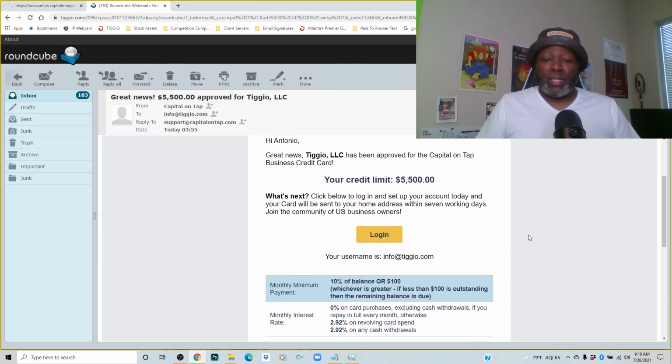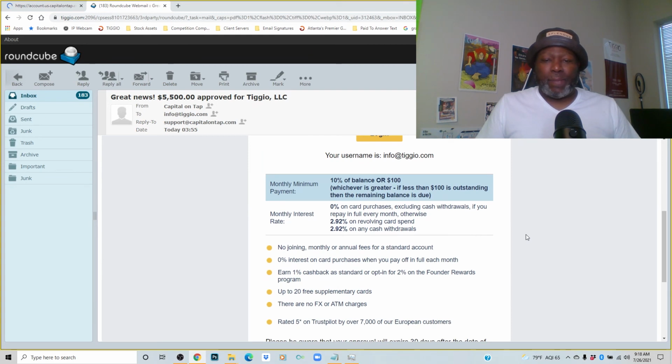Join the community. All right, so these are the stipulations of the card. And it looks like the application popped back in. So briefly, I'll go back. So monthly minimum payment: 10% of balance or $100, whichever is greater. If less than $100 is outstanding, then the remaining balance is due. So if you charge this card for like $99, $99 will be due in 30 days. All right.